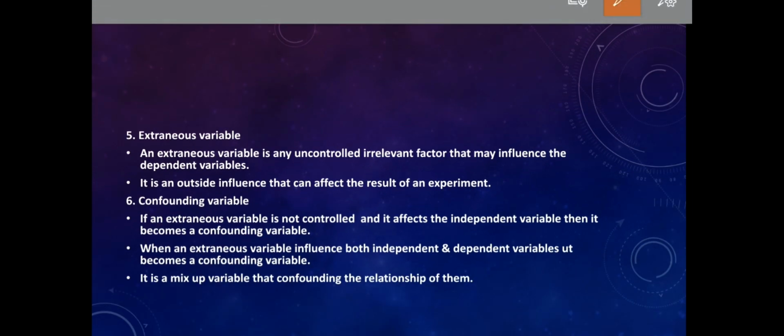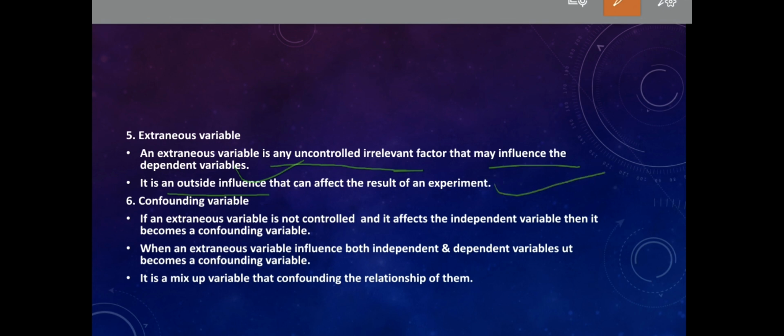Extraneous variable. What is an extraneous variable? An extraneous variable is any uncontrolled, irrelevant variable. It means a variable that is not controlled by the researcher and that may influence the dependent variable. It is called an extraneous variable. It is an outside influence that can affect the result of the experiment.